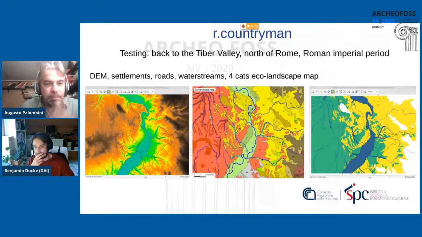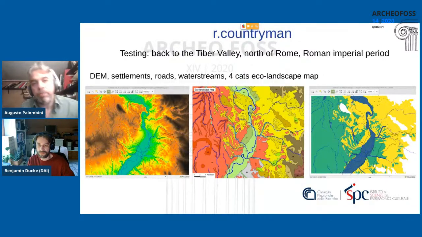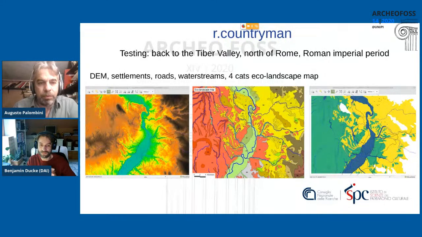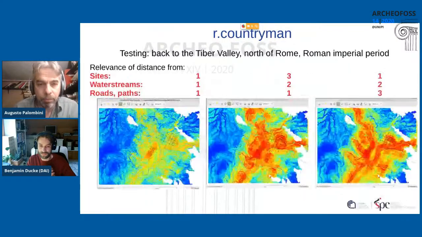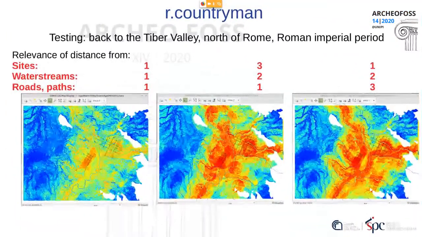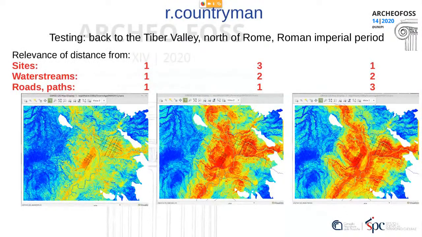And we see here the map, the DEM, the digital elevation model, with water streams and roads and sites. On the right you see the simplified soil map in just 4 categories, added to the information on location of sites, of water streams and roads. And what we see here are the results according to the different weight that can be given to the different factors.